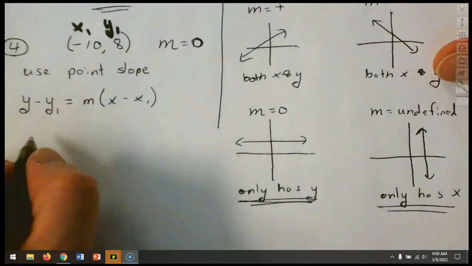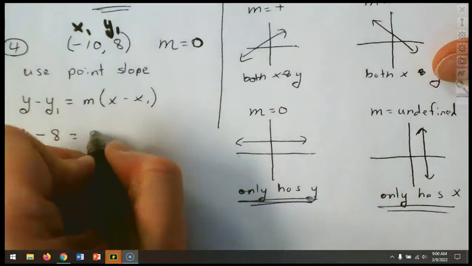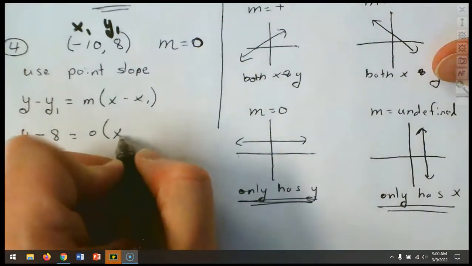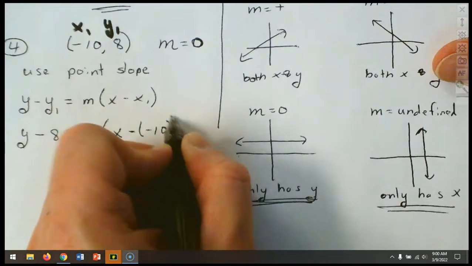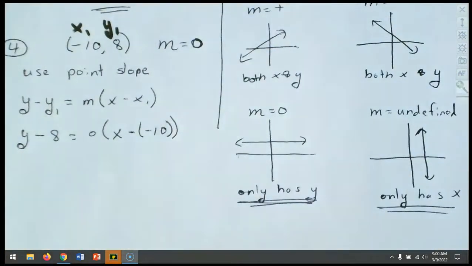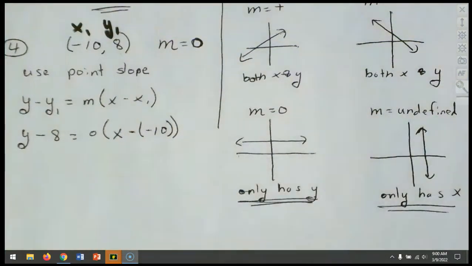Plug your values in. So that's y minus 8 equals 0 times x minus a minus 10. Now, I already know that it should be a y line. Why? Because your slope is 0, right? Now, look at what's going to happen with our equation here, just to verify that if you use that point slope formula, you're going to get the same result.